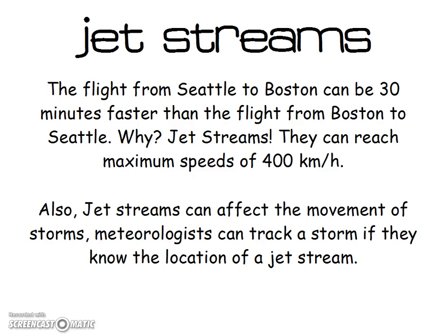These winds can reach maximum speeds of 400 kilometers per hour. It's pretty fast. Also, jet streams can affect the movement of storms. Meteorologists can track a storm if they know the location of a jet stream.